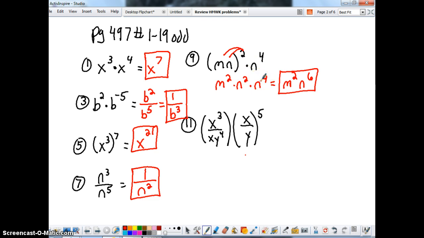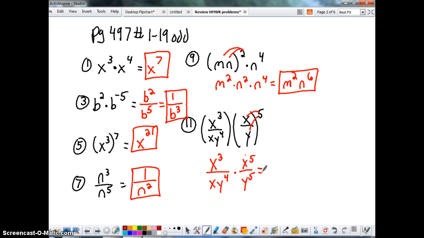Number 11, the first one, there really is no need for the parentheses, so I'm going to rewrite it without it. x to the third all over x, y to the 4th, times, remember the multiplication between the parentheses, now I take this 5 and I distribute it to both the x and the y, so this is x to the 5th over y to the 5th.